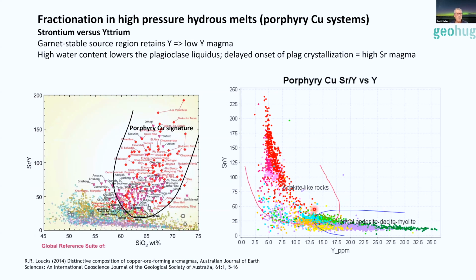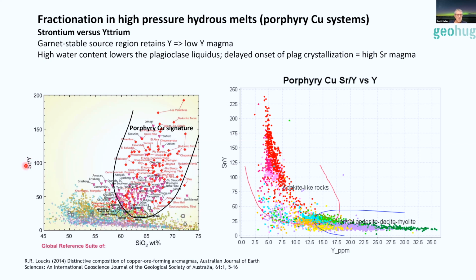Another thing that Bob Laux and others picked out is that porphyry copper magmas have a really high strontium over yttrium ratio. Now, I was discussing yttrium before. Everybody believes that the yttrium content in porphyry copper magmas is really low because garnet is present in the source region, and garnet is a really good host mineral for yttrium and heavy rare earth elements.